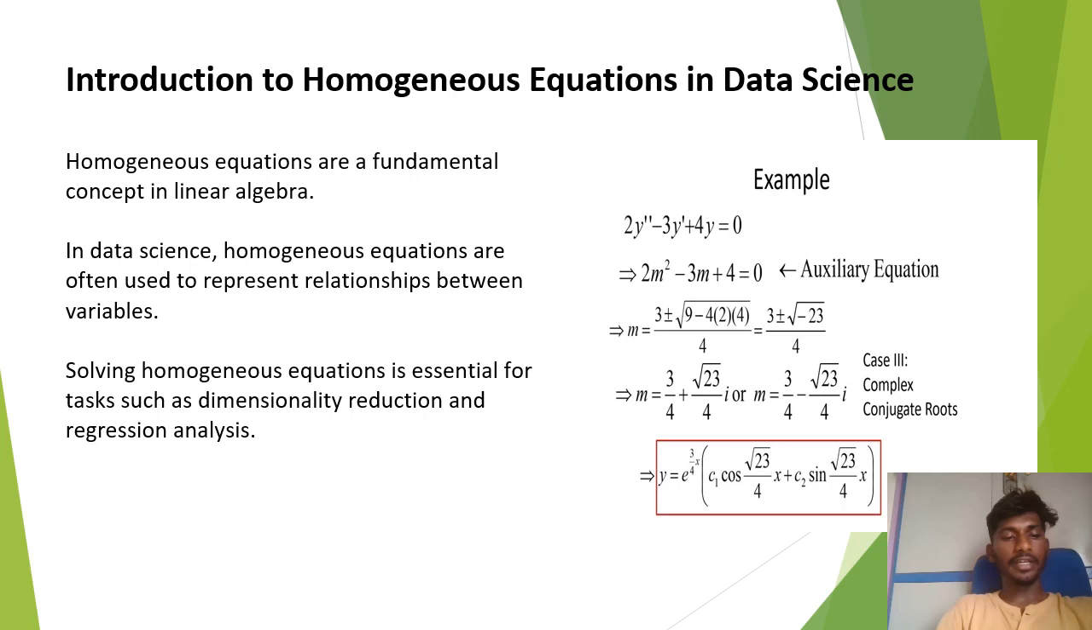Dimensionality reduction. In techniques like principal component analysis, PCA, homogeneous equations are used to find the eigenvectors of the covariance matrix, which in turn helps in reducing the dimensionality of the data while preserving the most important information.